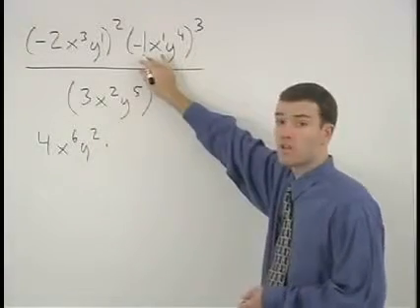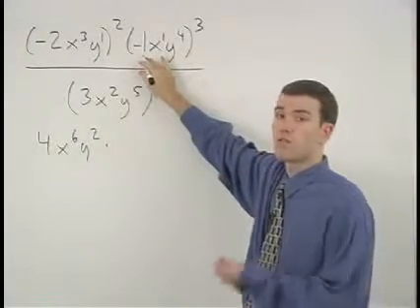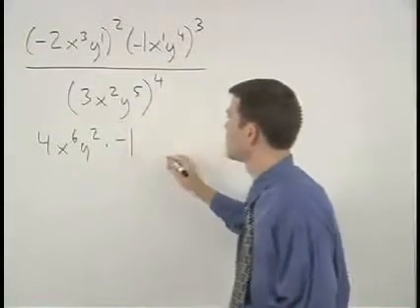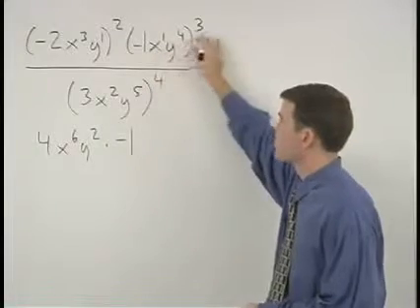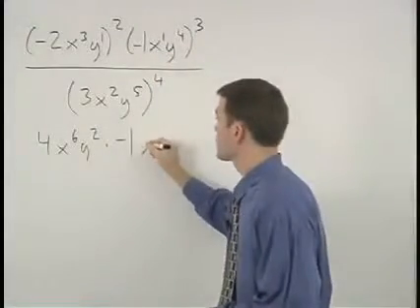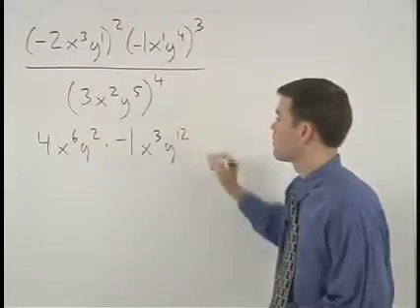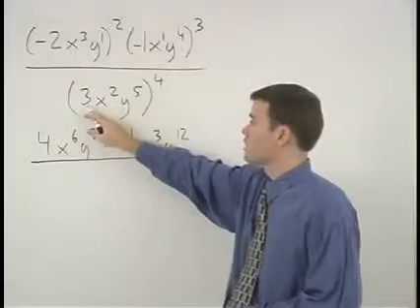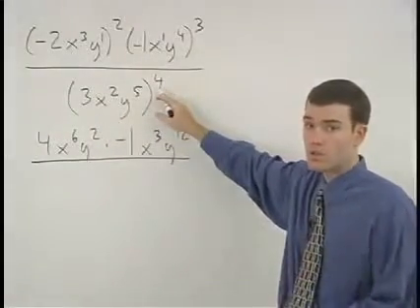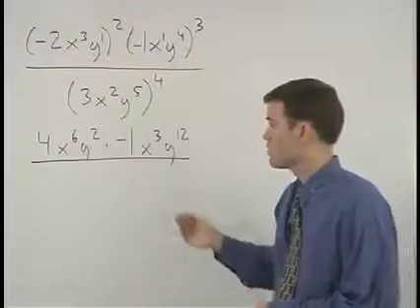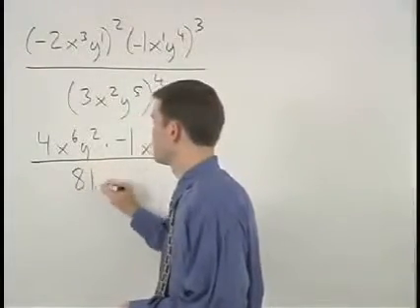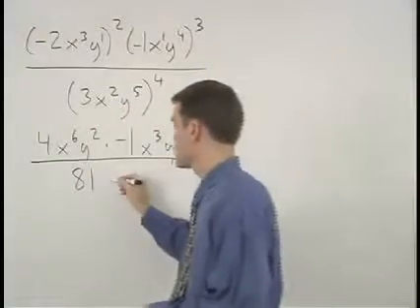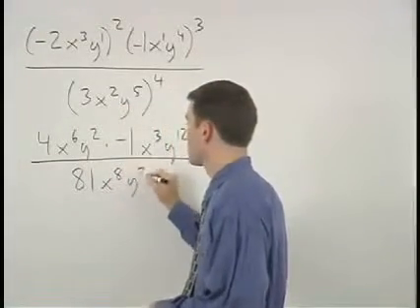So we cube our coefficient of negative 1, which is negative 1 times negative 1 times negative 1, or negative 1, and multiply each of our exponents by 3 to get x to the third y to the 12th. In our denominator, we take our coefficient of 3 to the fourth power, which is 3 times 3 times 3 times 3, or 81, and multiply each of the exponents by 4 to get x to the 8th, y to the 20th.